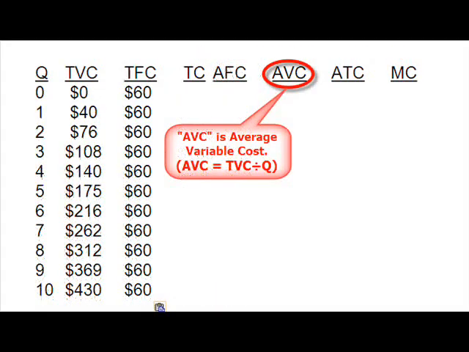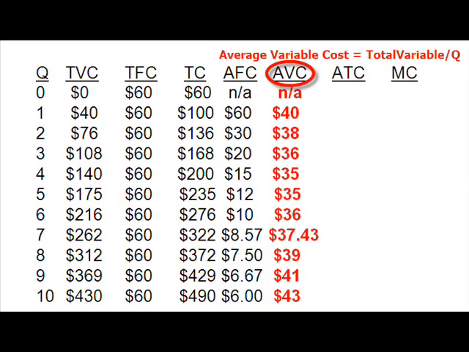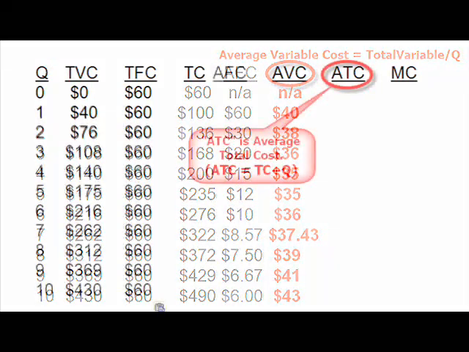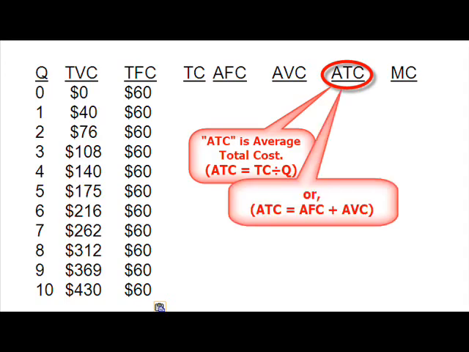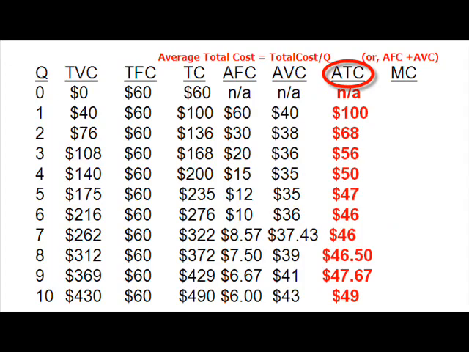AVC then is average variable cost, or the variable cost per unit of output produced. I might look at this if I am the firm owner and I want to know how much of my cost per unit is coming from my payroll and benefits that I'm paying to my employees. I'll calculate this by taking the total variable cost and dividing by the number of units being produced. ATC is the average total cost, or the entire cost of producing a unit. ATC can actually be calculated 2 ways, either by taking the total cost of production and dividing by the number of units, or by taking the fixed cost per unit and the variable cost per unit and adding them together.